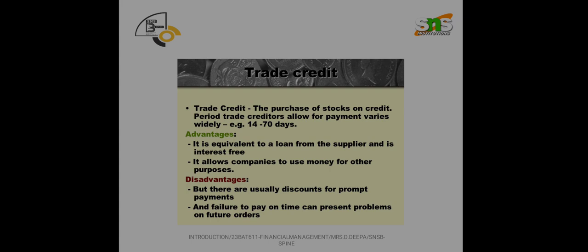The advantage is that it is equivalent to a loan from the supplier and it is interest free. Next, companies usually use this for the day-to-day operations of the business. Next, the disadvantage is that if the buyer is not able to make the payment, he definitely has to face the consequences for future orders, and some discounts are also provided. So that is both the advantage as well as the disadvantage we need to face in trade credit.